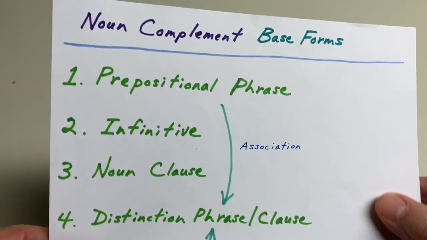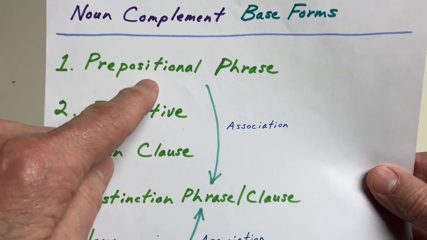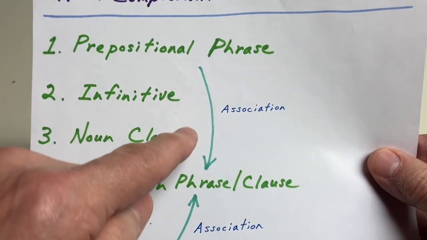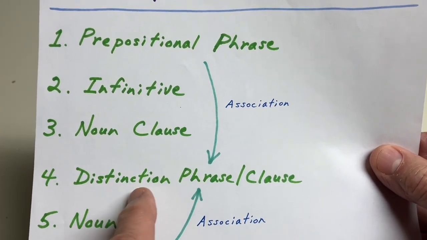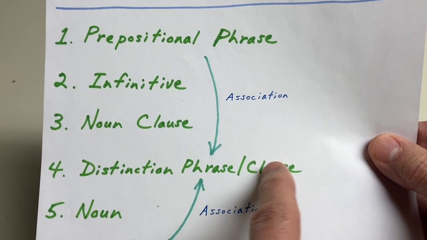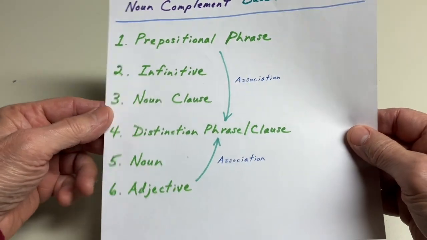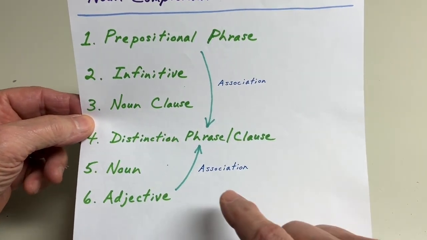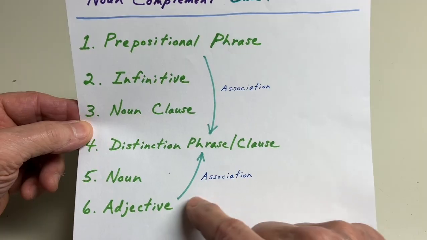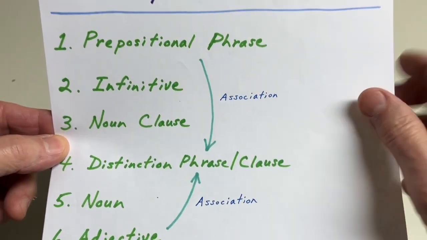Then I made the claim in my previous video that I think the prepositional phrase has an association with the distinction phrase or clause. Now, this is what you would probably call a relative clause, but I don't use that term, all right? So I've shown that there's an association between these two and between these two, but I'd like to review that.